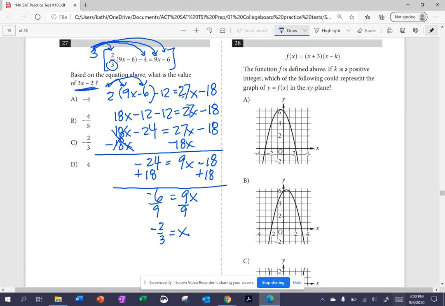So the question is, I want 3x minus 2. So 3x minus 2, so 3 times -2/3 minus 2. So this is -2 minus 2, which is -4. So make sure you answer the question. It didn't ask for just x. It asked for what is 3x minus 2.